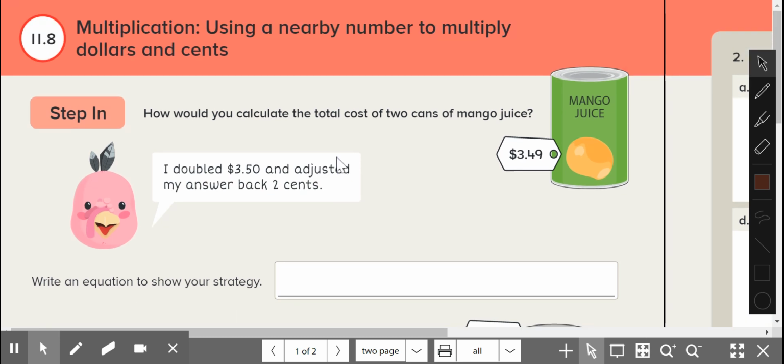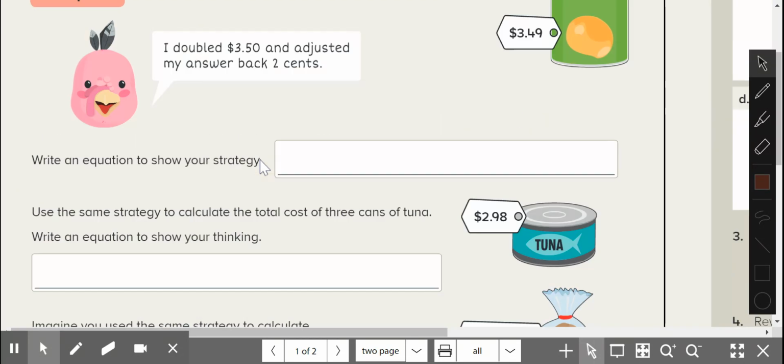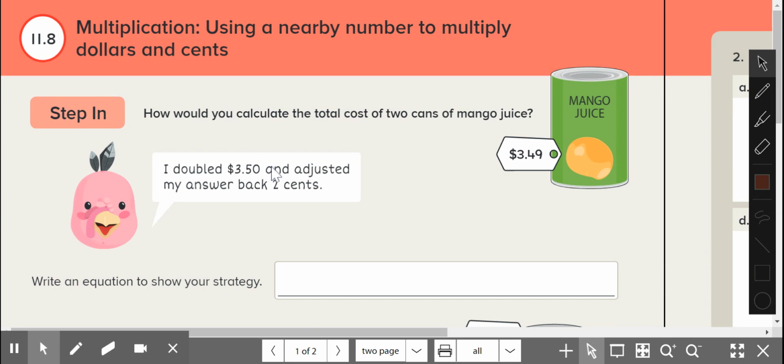This is now the step-in section of lesson 11.8, multiplication using a nearby number to multiply dollars and cents. Page 416 in your math books. If you haven't gotten your math book out, do it now. And if you have not watched the slides video, please watch that as well. I believe that this is a very useful strategy and worth your time to invest into both of the videos for this lesson.